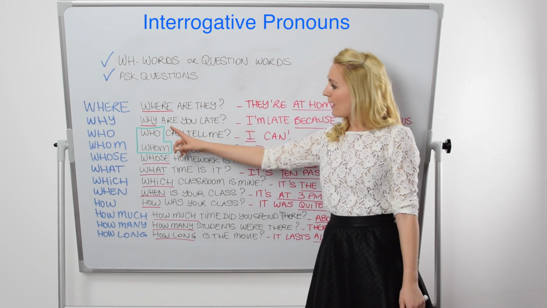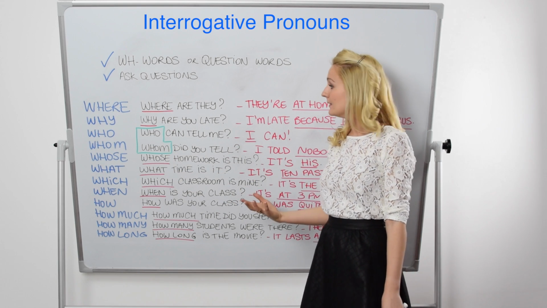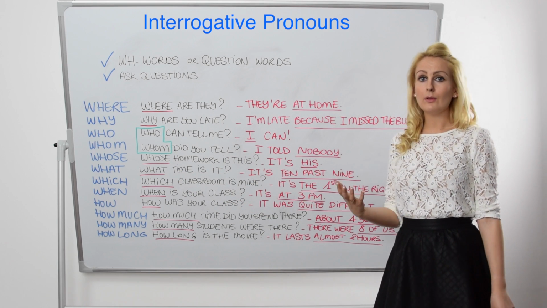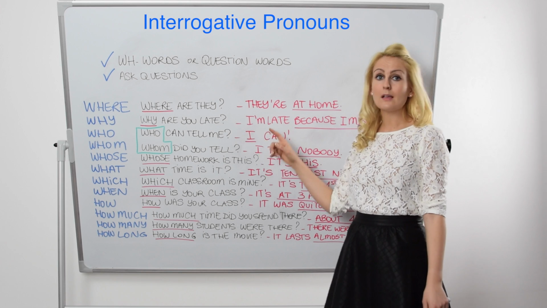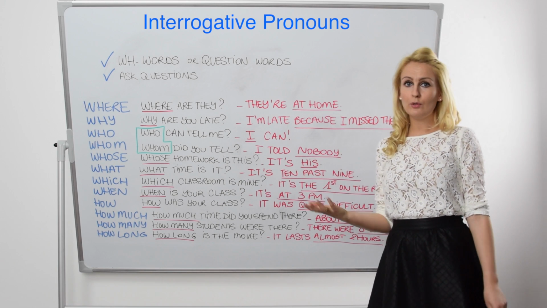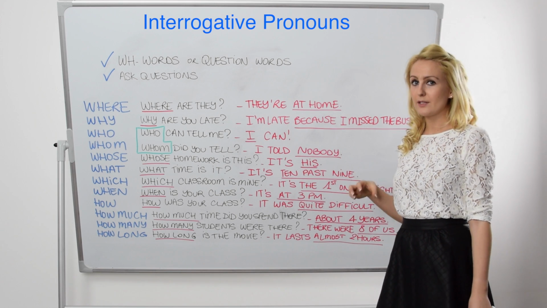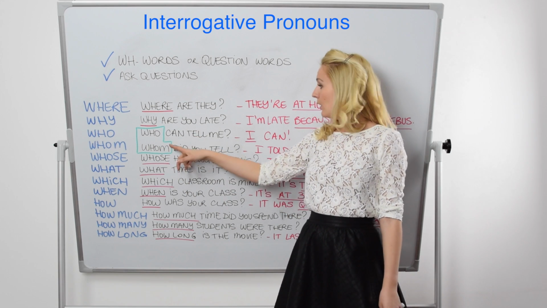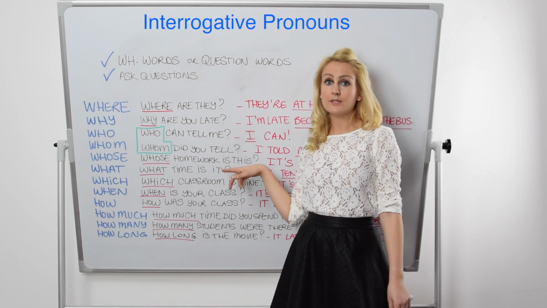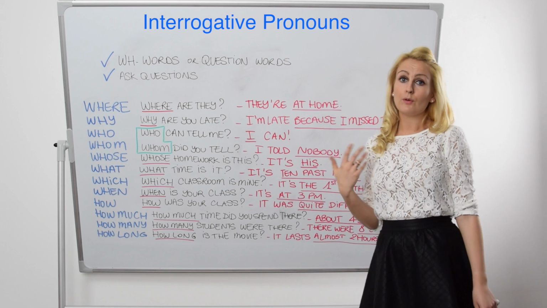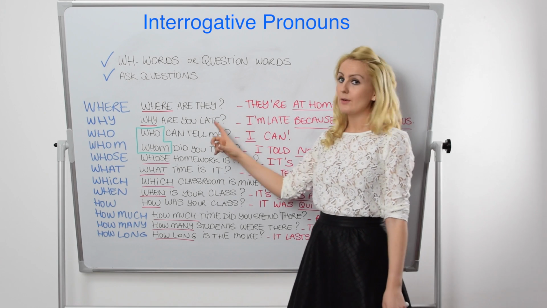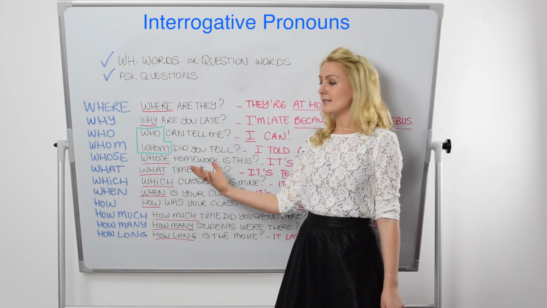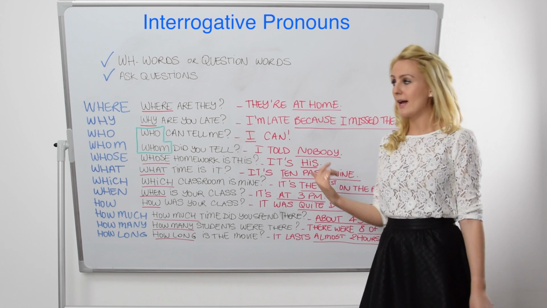Who and whom? Be careful, they've been highlighted for a reason. Who we only use when we're looking for the subject of the verb, whereas whom we use when we're looking for the object of the verb. Now in spoken English we tend to just use who. Who can tell me? Who did you tell? Whereas in written English or formal English we would distinguish two scenarios. Who can tell me? Whom did you tell?